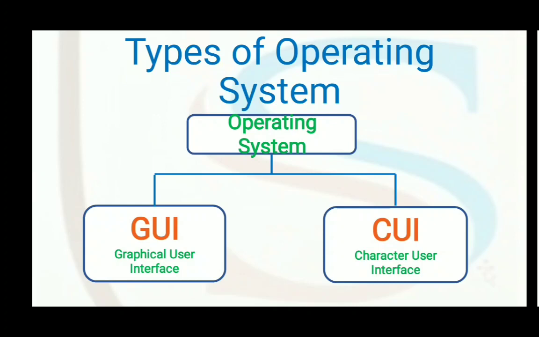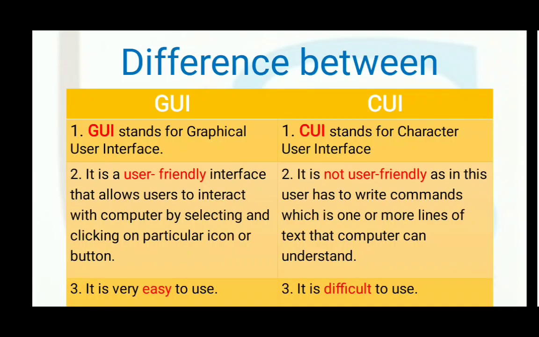Now, the operating system is divided into two parts. One is the CUI, the other is the GUI. Once again, GUI means graphical user interface, whereas CUI means character user interface. Now, we'll be seeing a quick difference between both of them. GUI stands for graphical user interface, whereas CUI stands for character user interface.